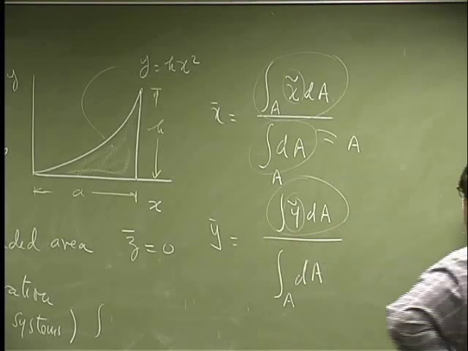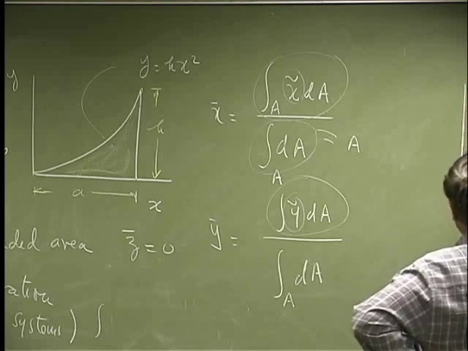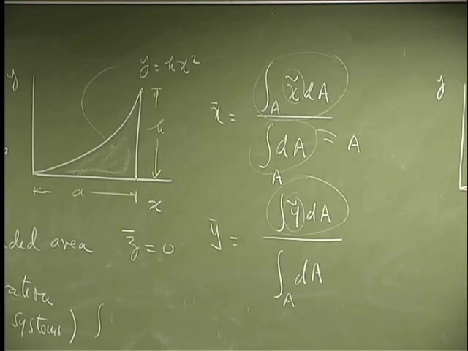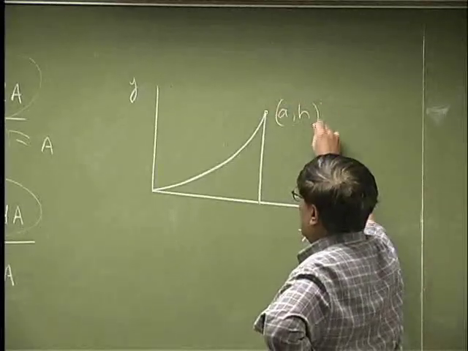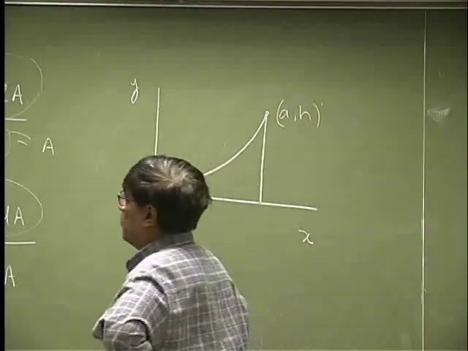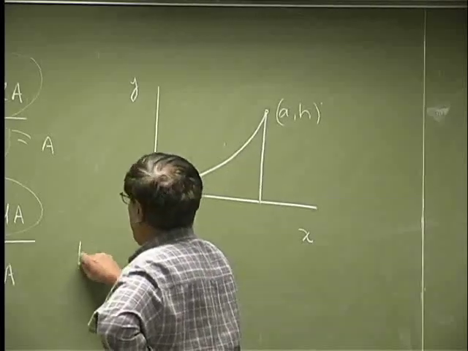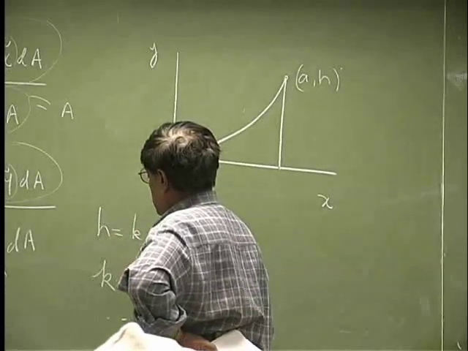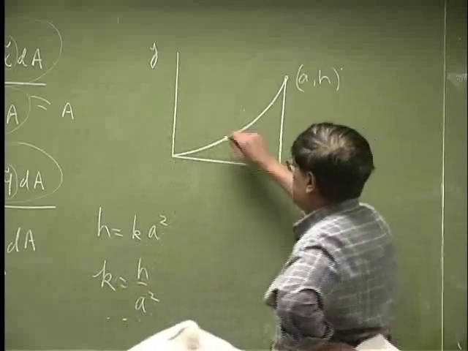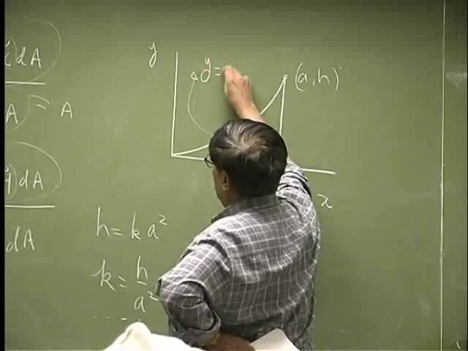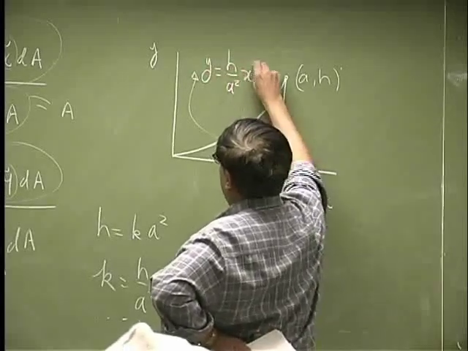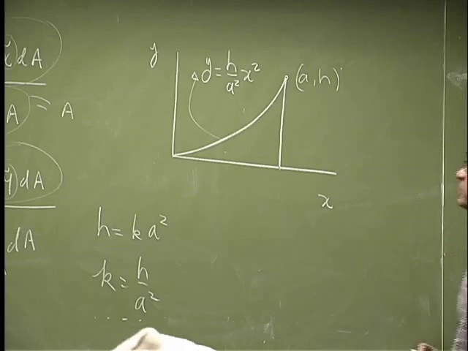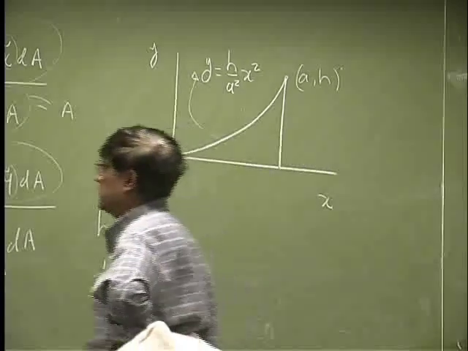So if I redraw this diagram, then from the diagram you can see that this coordinate is going to be A and H. Then from the equation we have, I could write H equals K a squared, or K becomes H over A squared, which means this equation could be given by y equals H over A squared times x squared, and that's just done to bring all the variables to a common number.